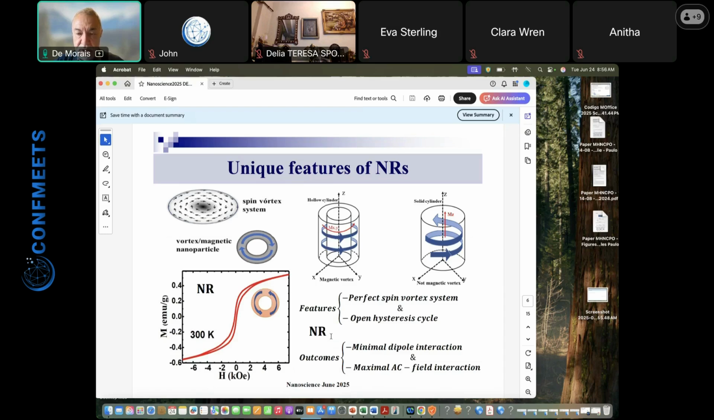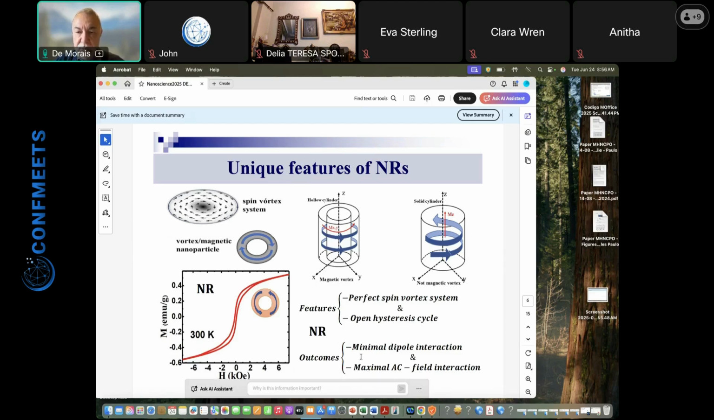Very important for the biomedical application, particularly the magnetic hyperthermia. First point is that we have a minimal dipole interaction. And this is a very important point as far as the biomedical application is concerned. If the nanorings minimize the dipole interaction, it means that agglomeration once inside a biological system is minimized. This is a very important point.